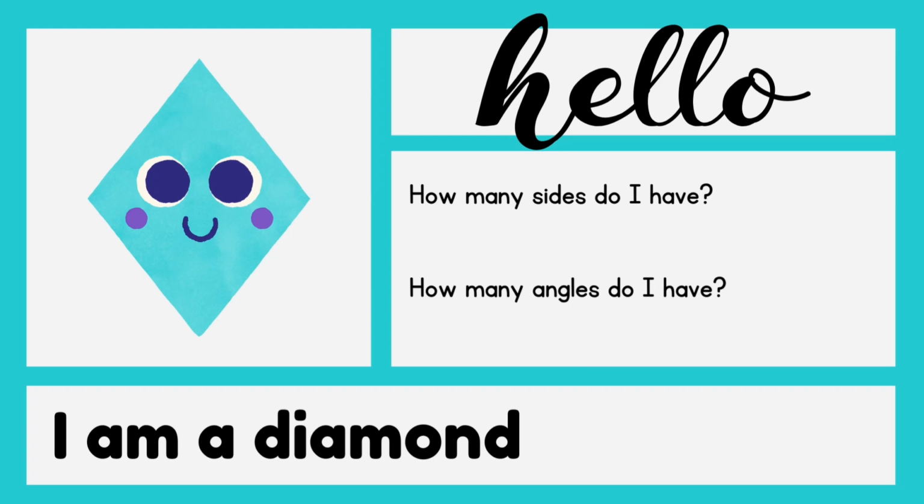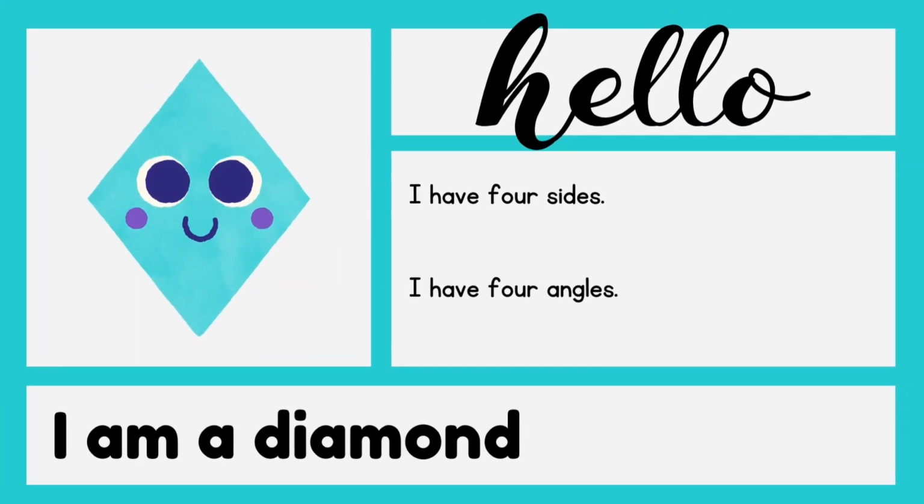Hello, I am a diamond. Do you know how many sides and angles I have? Let's count them together. 1, 2, 3, 4. I have 4 sides and 4 angles.